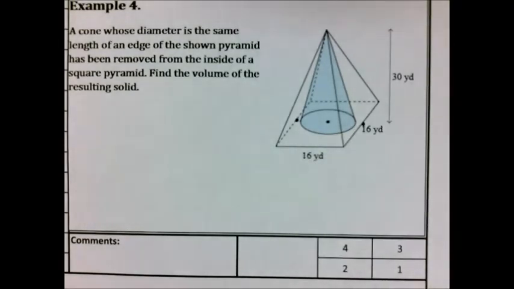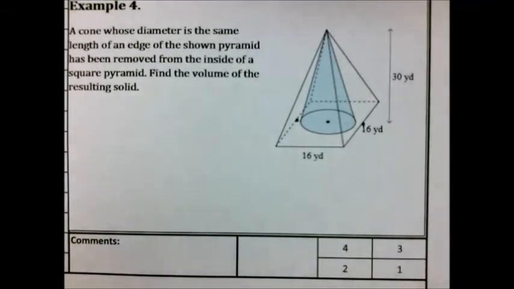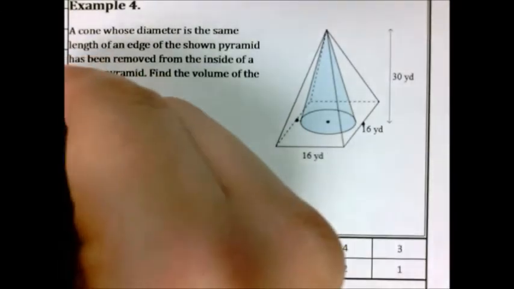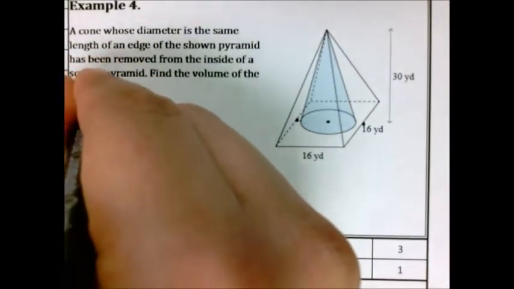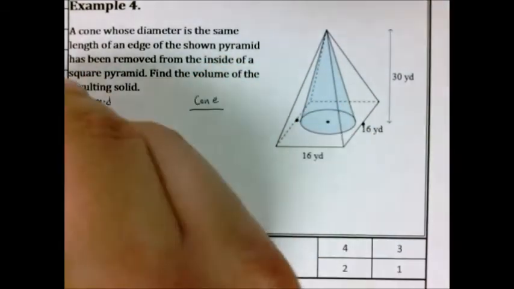Has been removed from the inside of a square pyramid. Find the volume of the resulting solid. So essentially what we've done is we have this big pyramid and we took out a cone from inside of it. And we want to know what is that volume inside of it. So really all we have to do is find the volume of the pyramid, find the volume of the cone, and then subtract those, and that will give us the volume of the resulting solid. So we need to find the volume of a pyramid, and we need to find the volume of the cone. We're going to do that separately 2 different times here.